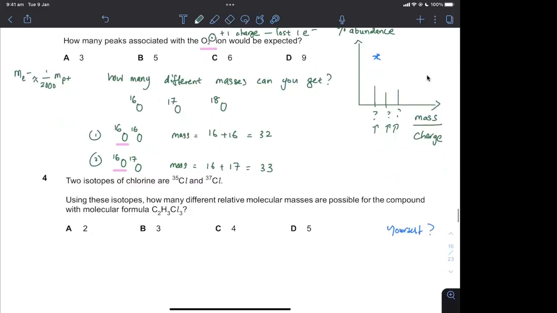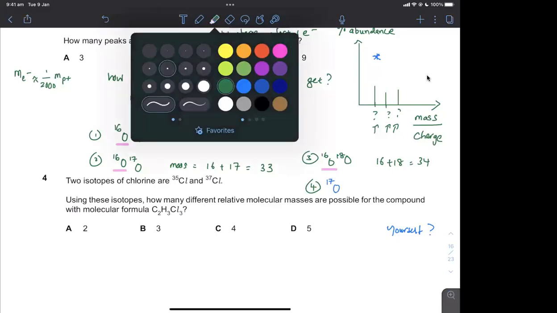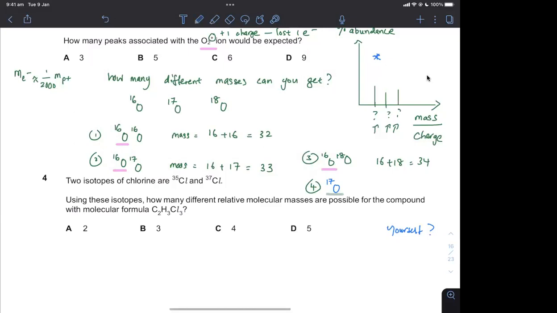So another combination that you can think of would be oxygen 16, oxygen 18. I keep the left-hand side the same. So hopefully you can see 16 plus 18 gives me 34. That will be the third one that's different. Now when you come to the fourth one, I've already used up all the oxygen 16. So I'm going to move on to oxygen 17. Now I keep this one, the green one, the same. I change the one on the right-hand side. So they will give me 17 plus 16, which is 33. You see 33 has already appeared twice. If they have the same mass, they will just appear at the same position.